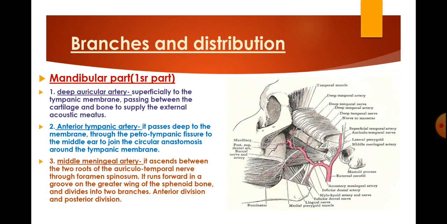Branches and distribution. Mandibular part. Deep auricular artery: it runs superficial to the tympanic membrane, passing between the cartilage and bone to supply the external acoustic meatus. Anterior tympanic artery: it passes deep to the membrane through the petrotympanic fissure to the middle ear to join the circular anastomosis around the tympanic membrane. Middle meningeal artery: it ascends between the two roots of the auriculotemporal nerve through the foramen spinosum. It runs forward in a groove of the greater wing of the sphenoid bone and divides into two branches, anterior division and posterior division.